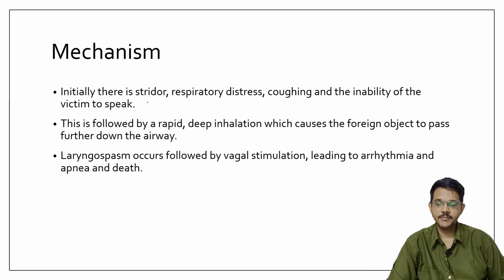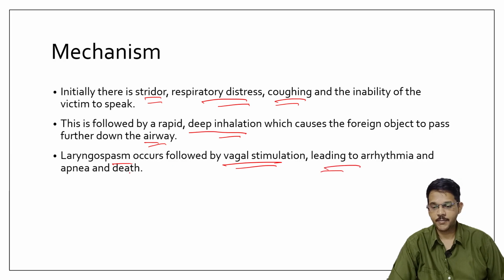In this mechanism, suddenly because of obstruction of the air passage by some object, initially there is stridor. Then respiratory distress is seen, coughing is seen, and the victim is unable to speak. Afterwards, it is followed by rapid deep inhalation, which causes the foreign object to pass further down the airway. Then laryngospasm occurs, followed by vagus stimulation leading to arrhythmia, apnea, and death.